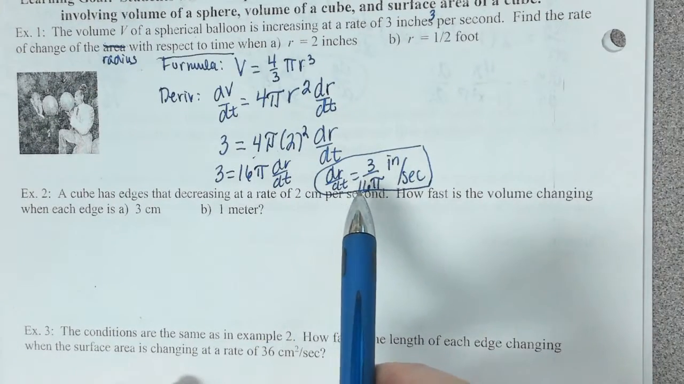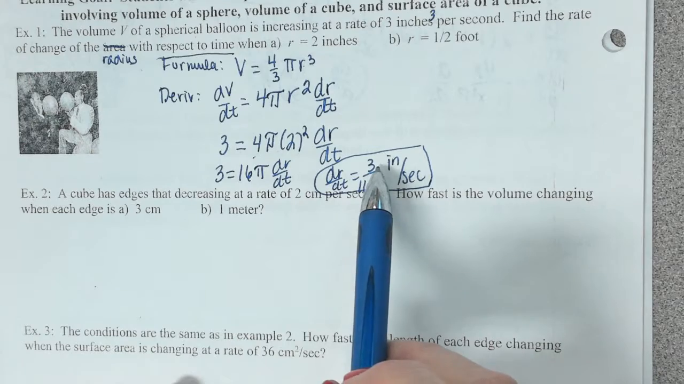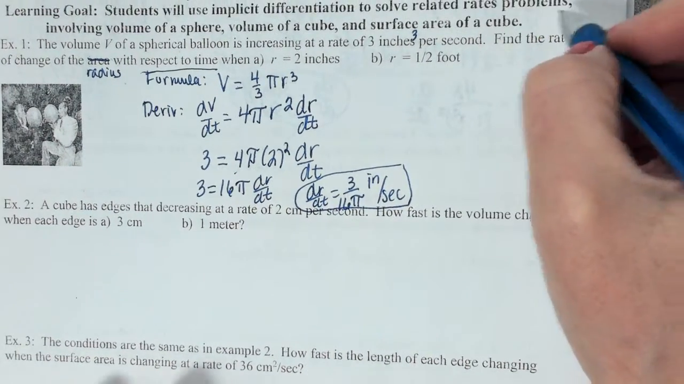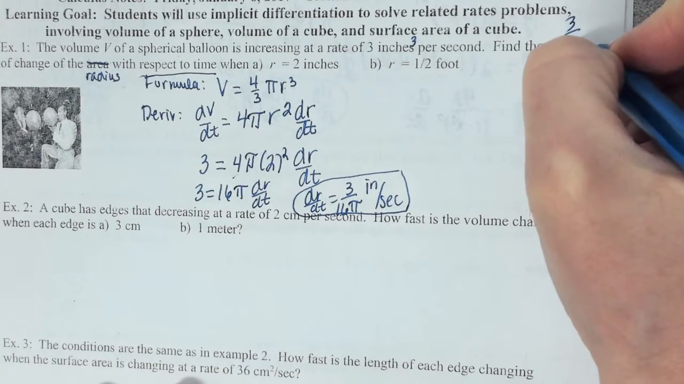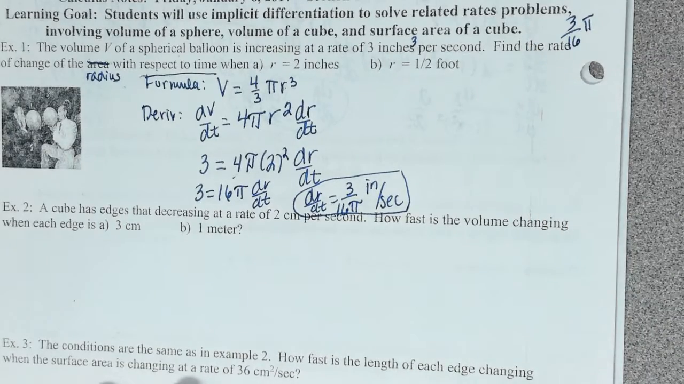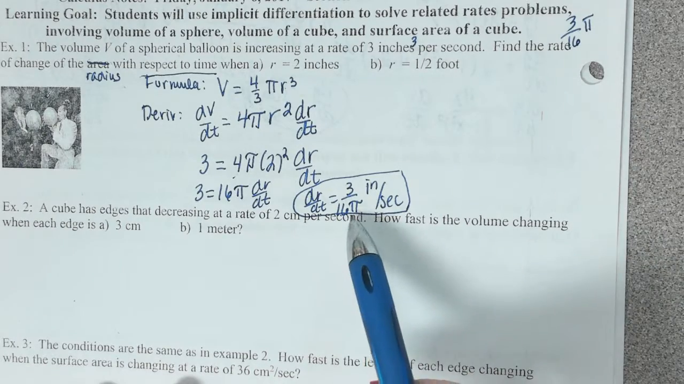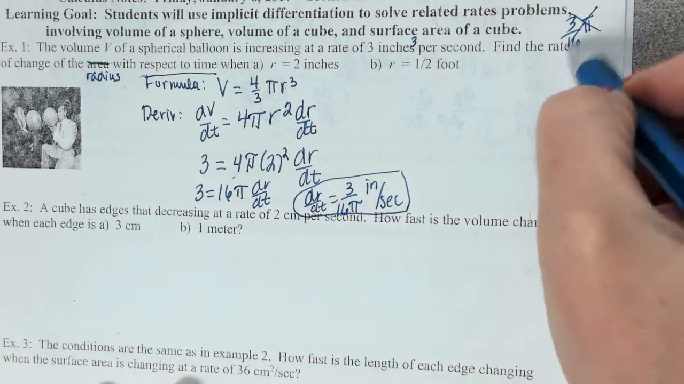What I see a lot of people do is they put this pi in the numerator. That's wrong. You cannot write it like this either. A lot of people do this, 3/16 pi. They write it like that. See how that pi is really in the numerator, and the pi must be in the denominator. So be careful with things like that.